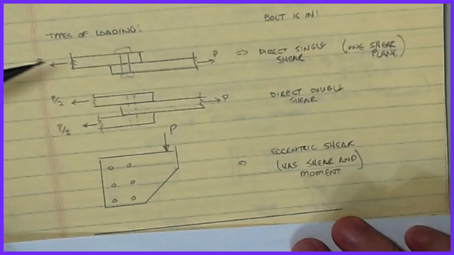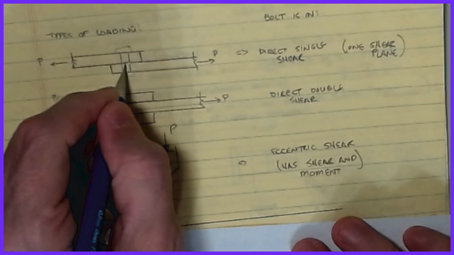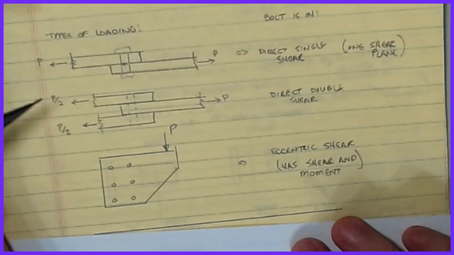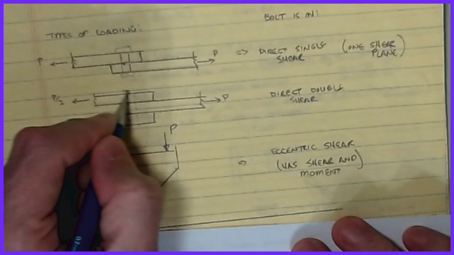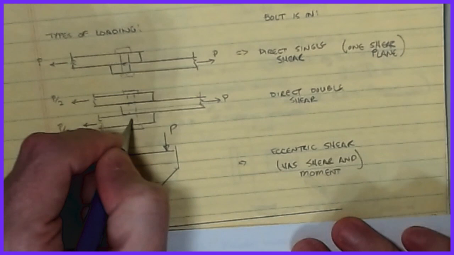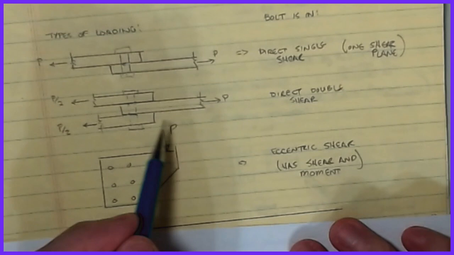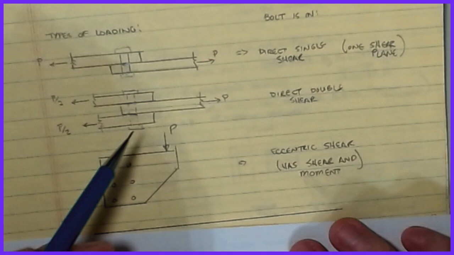This is what we call a direct single shear connection, because there's only one failure surface, or one shear plane, that exists. If I look at the next one down, this is what we call a double shear, because again, here's the bolt, and you've got a hole through three different plates. If I broke the bolt here and here, in two places, I would have a way of sliding that plate out. These are probably the most common. You can get triple shear and quadruple shear, but single and double shear are probably the most common.